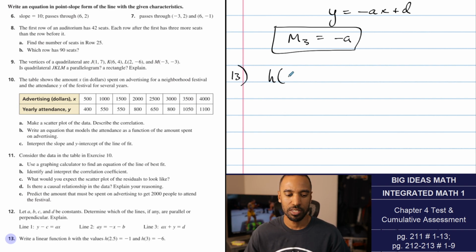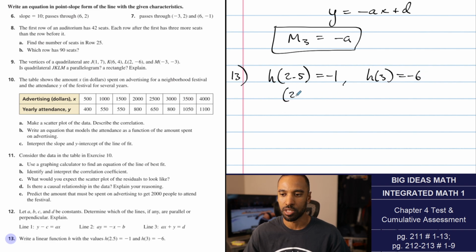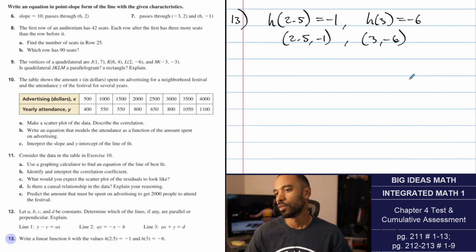So this is like f of x, only it's h of x here. So no different from what we would have done at the time. Let's go ahead and rewrite them as ordered pairs though. So (2.5, -1) is a point, and (3, -6) is a point, like that.